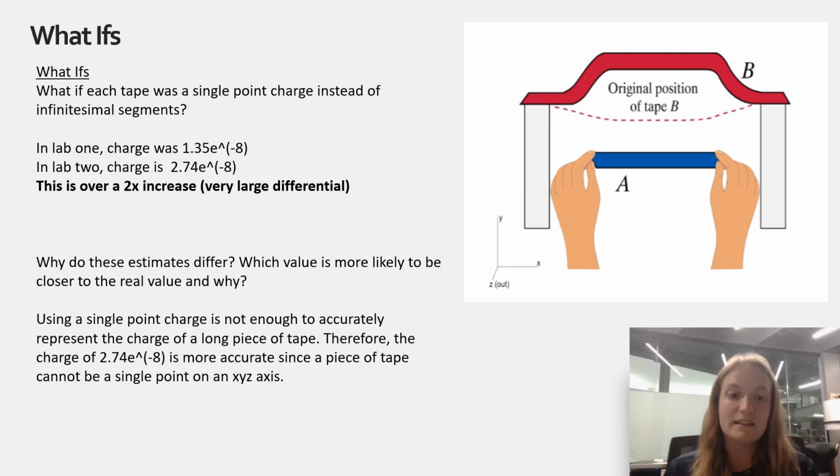Okay, and then the what-ifs: what if each tape was a single point charge as in lab 1 versus the infinitesimal segments as in lab 2? So in lab 1 the charge was 1.35e-8 versus lab 2 the charge was 2.74e-8, which is over a 2 times increase, and it was a lot more accurate because we know that pieces of tape are not just a single point in space, but rather have multi-dimensional length. And these estimates differ because, kind of like a Riemann sum, infinitesimal segments that can be added together in a superposition fashion are going to be a lot more accurate because you can take so many more areas and add them together versus trying to summarize them as one big thing.